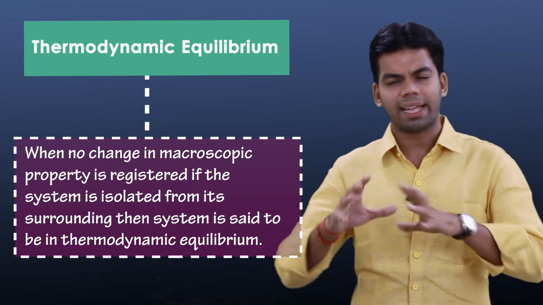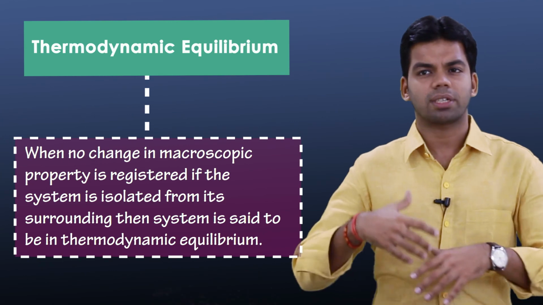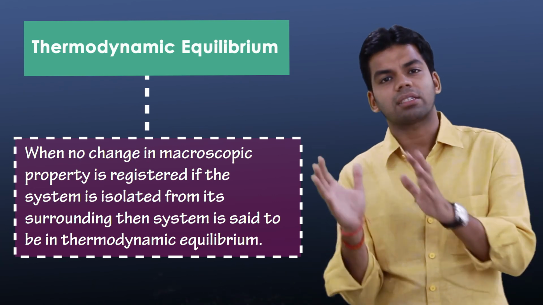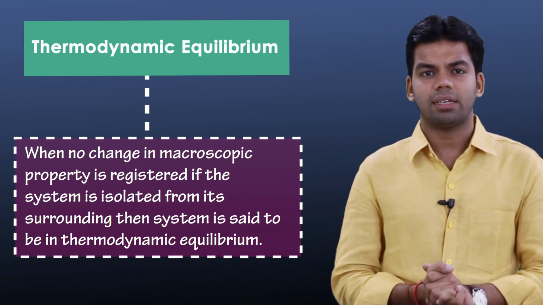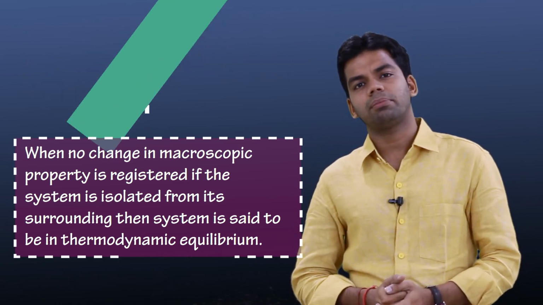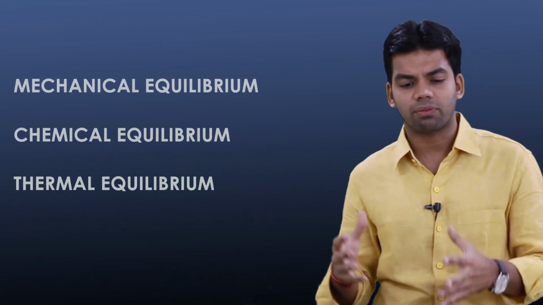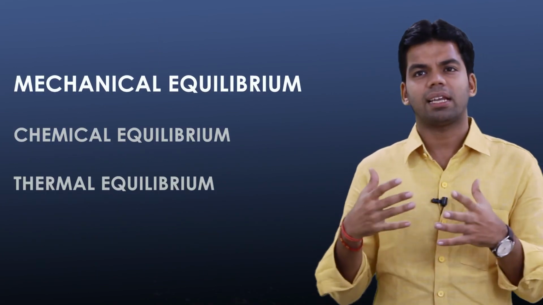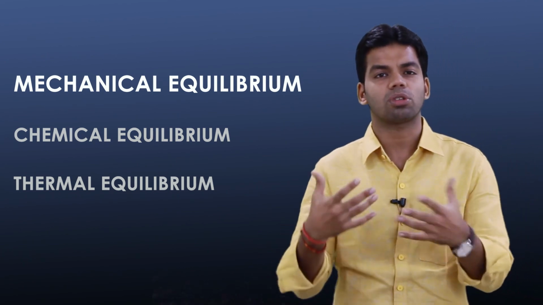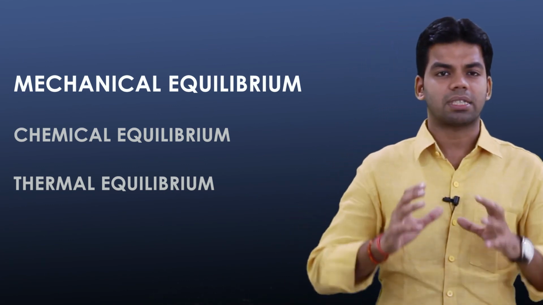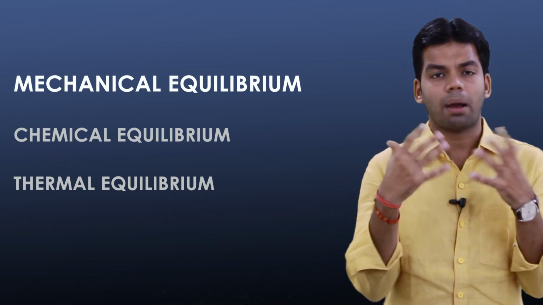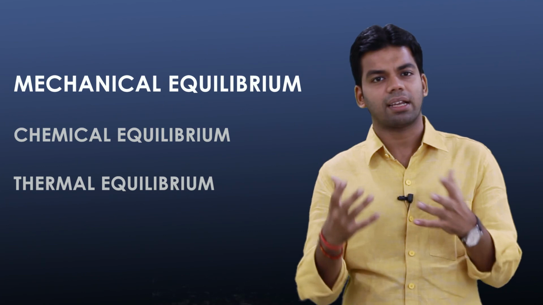If any macroscopic property of the system is not changing, for example temperature, pressure, volume, whatever, when the system is isolated from the surroundings, then we can say that the system is in thermodynamic equilibrium. Now in order to be in thermodynamic equilibrium, the system must satisfy three types of equilibrium. First is mechanical equilibrium. Mechanical equilibrium means there must be no unbalanced forces, because mechanical equilibrium is disturbed by unbalanced forces. If the pressure inside the piston cylinder is more as compared to outside, then it will push the piston upward, and the mechanical equilibrium will be disturbed.